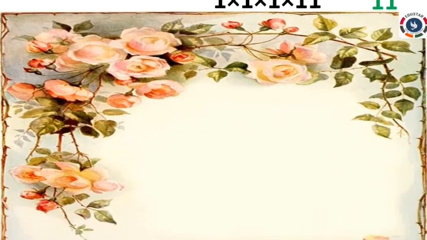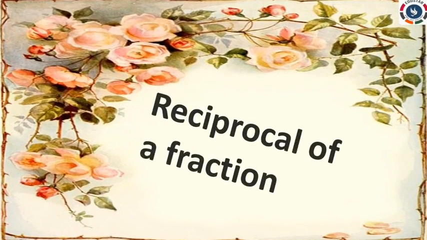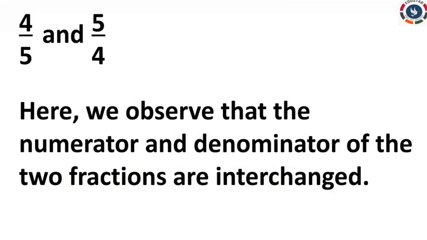The next thing, we are going to study about the reciprocal of a fraction. Look at the fractions 4 by 5 and 5 by 4. Here we observe that the numerator and denominator of the two fractions are interchanged. Here the numerator is 4 and the denominator is 5. Here the numerator is 5 and the denominator is 4. So what we have noticed here is that the fraction is interchanged.